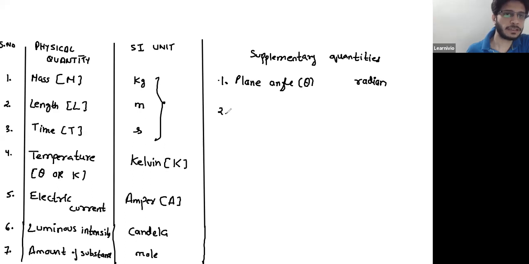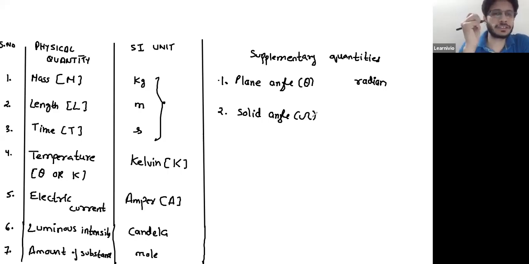After plane angle, the next is solid angle, which we represent by omega. See, solid angle is basically a three-dimensional angle. It's a three-dimensional angle which is known as solid angle. And we measure solid angle in steradian. Yes, omega. We represent it by omega. And we measure this solid angle in steradian. So these are 7 fundamental and 2 supplementary.